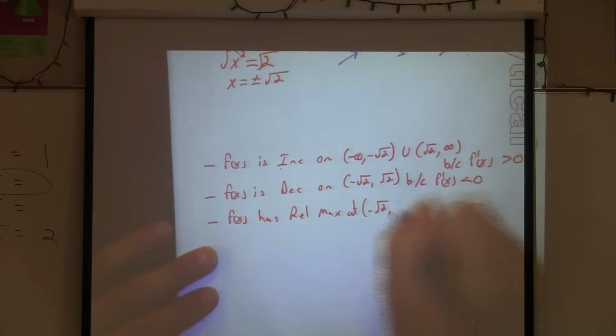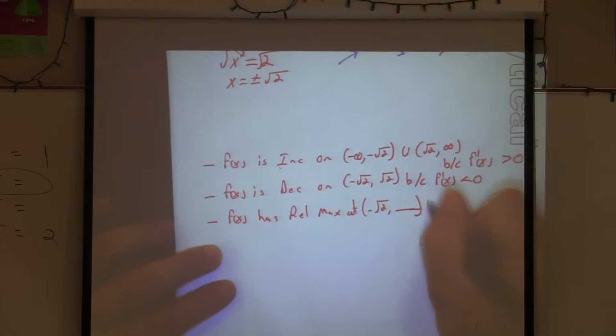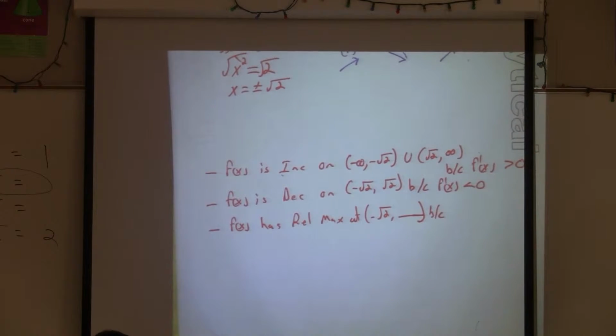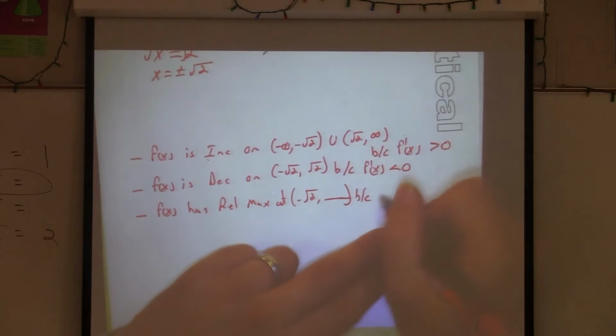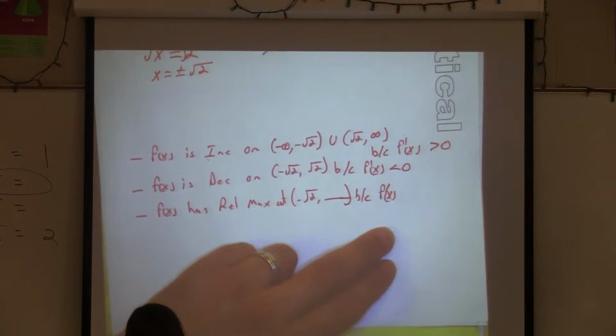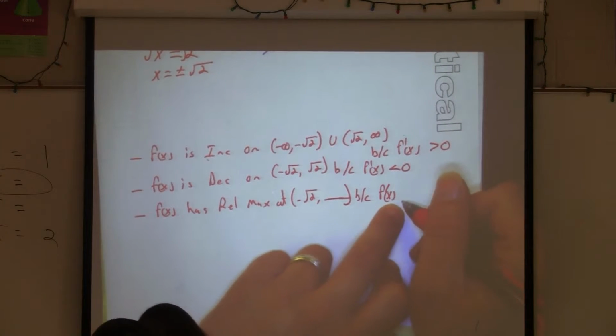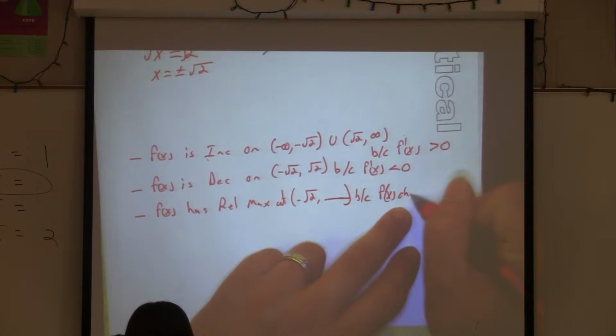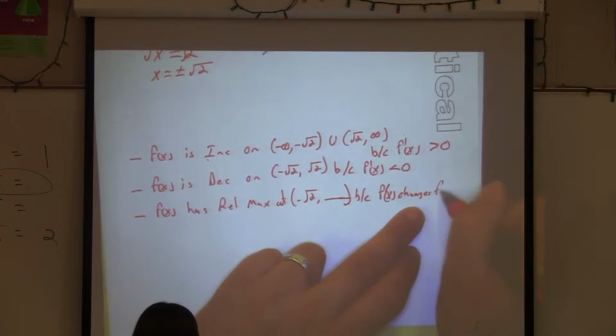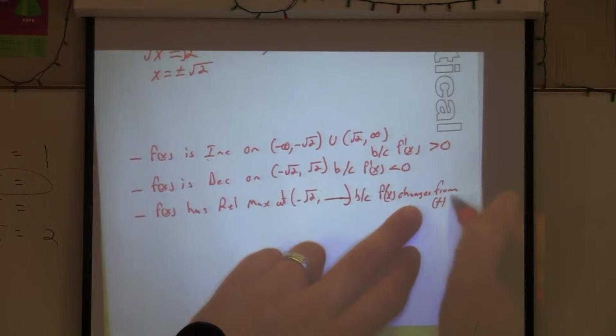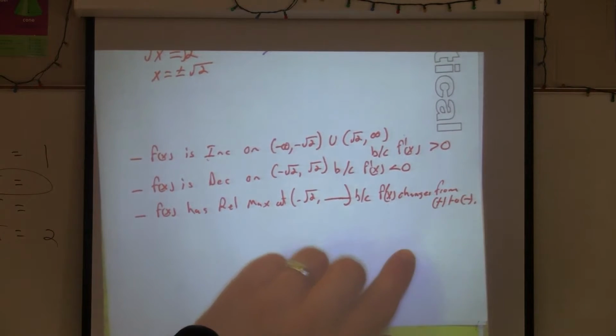Negative radical 2 comma something, right? And what would be the justification? F of x? We could say f of x. It's easier to say about the derivative because we have that information, but we could also say about the original function. Do the derivative? Because f prime of x changes from positive to negative. That's all you have to say to justify that.